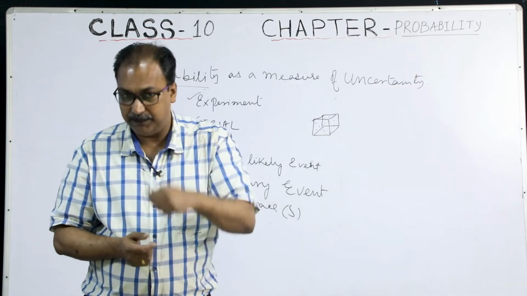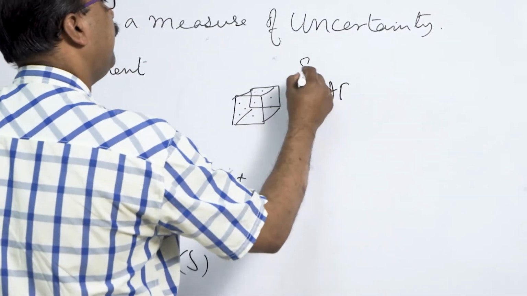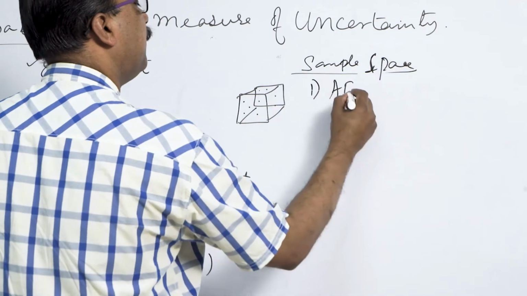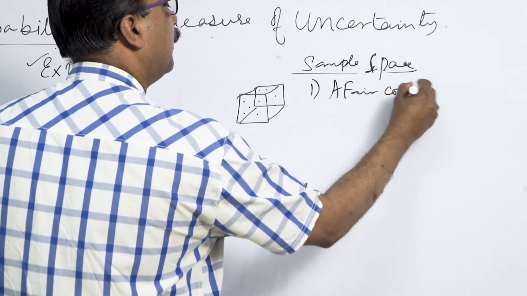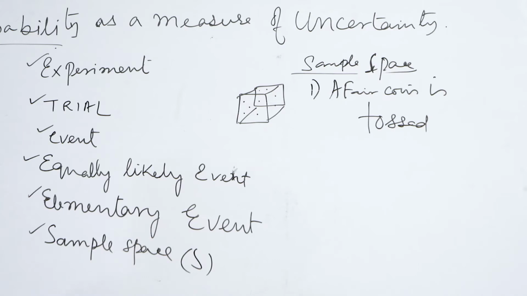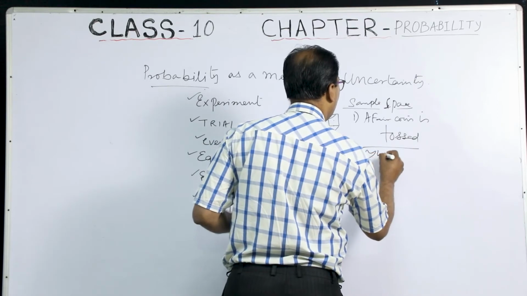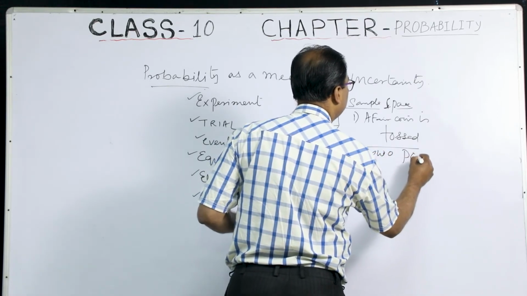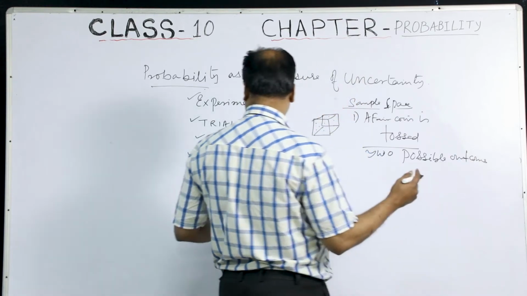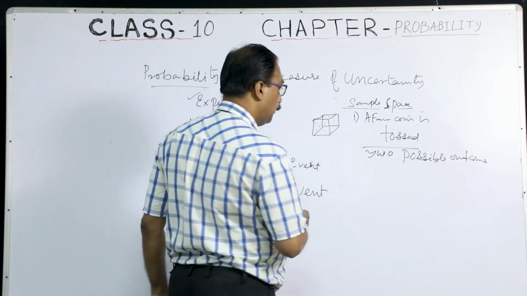There are 2 possible outcomes. Under the sample space, a fair coin is tossed. If a fair coin is tossed, what will happen? Two possible outcomes will come. We are doing the sample space, at most 2 possible outcomes. Namely what? What are the 2 possible outcomes?